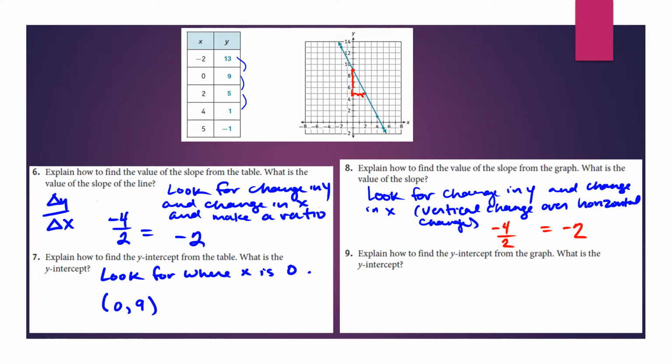And explain how to find the y-intercept from the graph. So look at where the line crosses the y-axis. And that would be right here. And the coordinates there would be (0, 9). So these two things here and here should match. There's just different ways of doing it. You can do it from a table, you can do it from a graph. Either one, you don't need both if you know how to look at them.